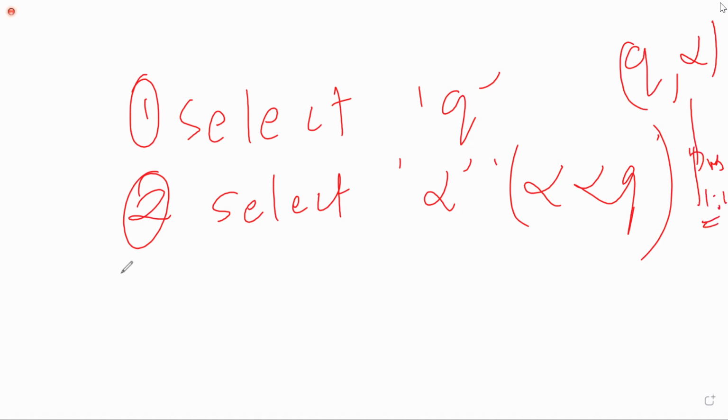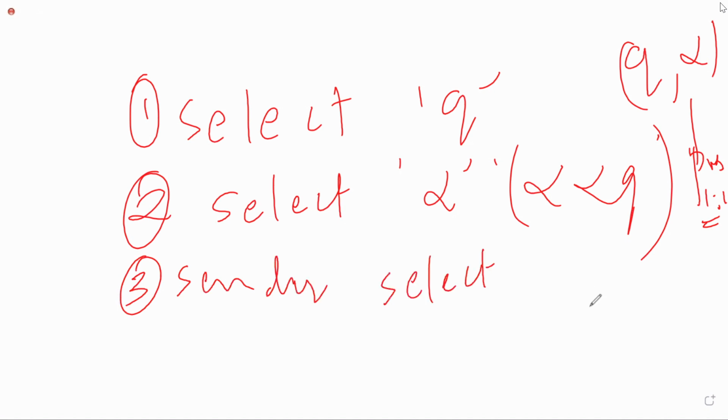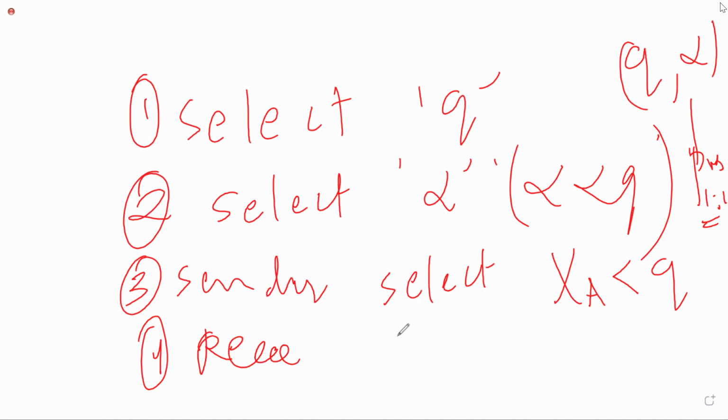Then, what does the sender have to do? The third step is that the sender has to select the private key of the sender, XA, and the private key is always less than Q. The fourth step is that the receiver has to select the private key XB, which is again less than Q.